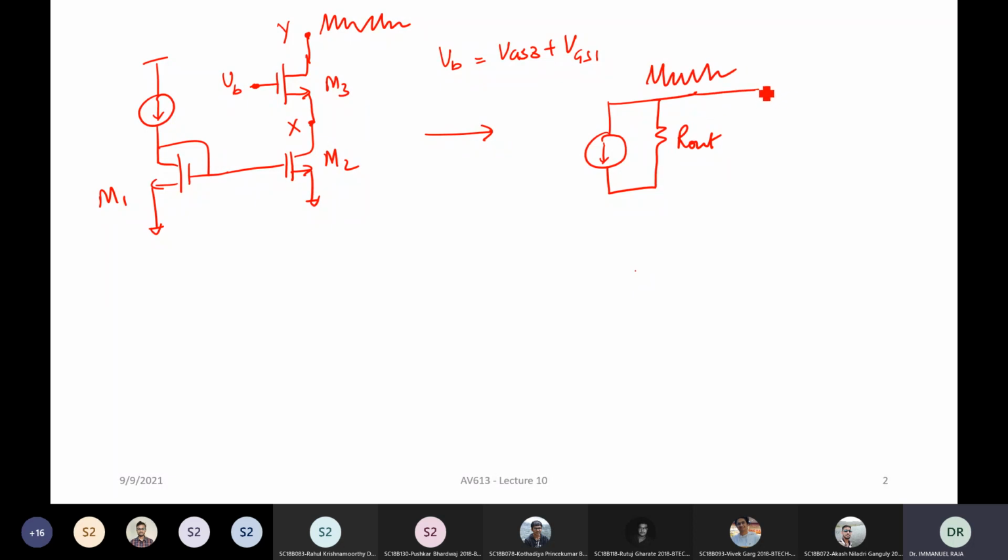Obviously, the current flowing here, let's call it I out, let this be I naught, is also going to depend on the voltage variations at this node Y. How much that current will vary depends on the R out that you have. The lower the R out, the more variation in current you'll have depending on the small signal voltage at node Y. So what we are interested in is to calculate the small signal output impedance, and in order to do that, we had drawn the small signal equivalent circuit.